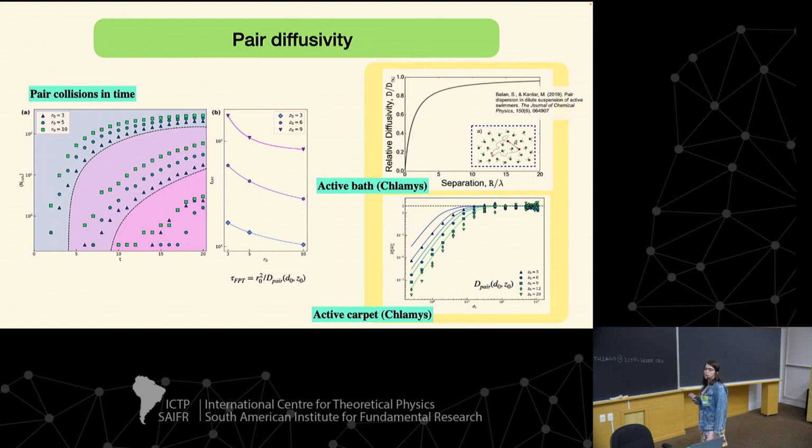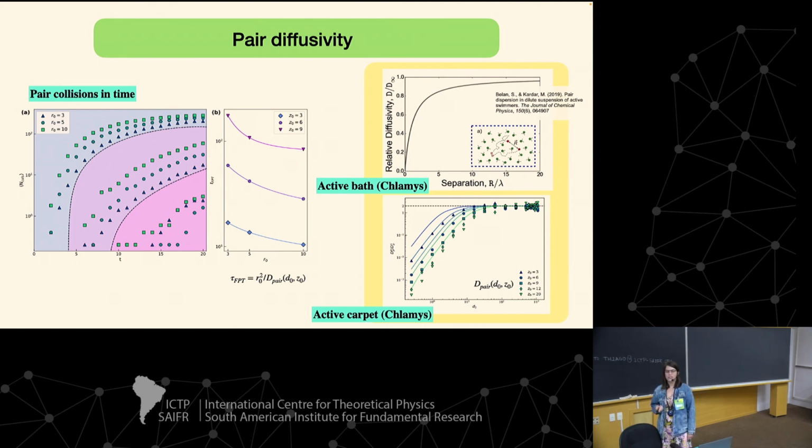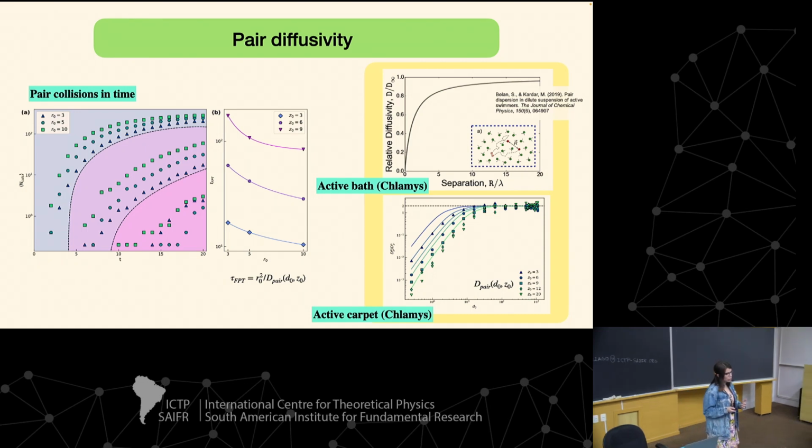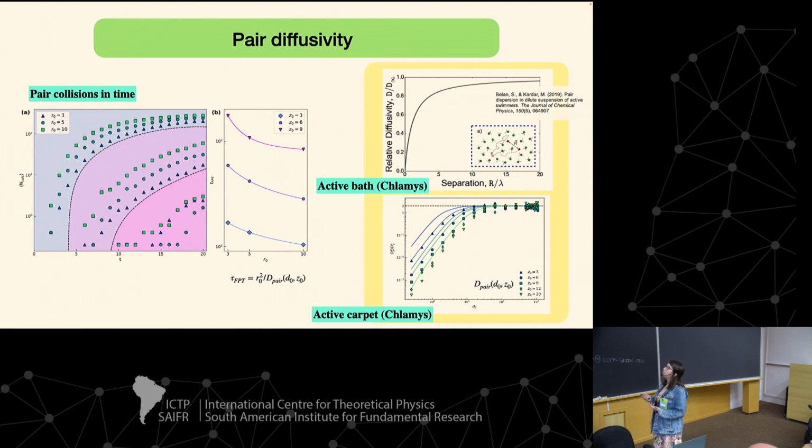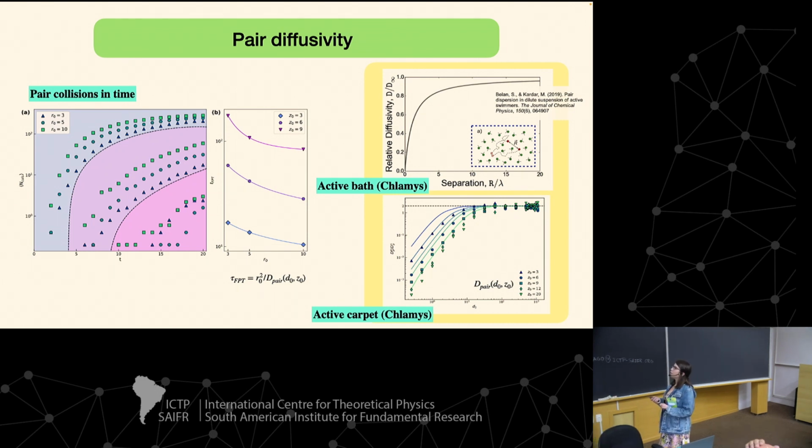We can have an aggregation process. We are still not sure if this is very important, because these are just the first results. So now we have to compare with other systems to say something about this aggregation process. But what we know now is that the aggregation process appears above active carpets.